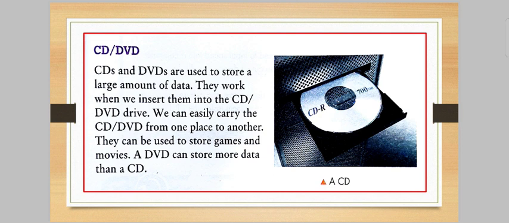We can easily carry a CD or DVD from one place to another, and we can store different types of games, movies, pictures, videos, etc. in them. A DVD can store more data than a CD, so a DVD has a higher capacity. A CD mainly stores 700 MB and a DVD mainly stores 4.7 GB.